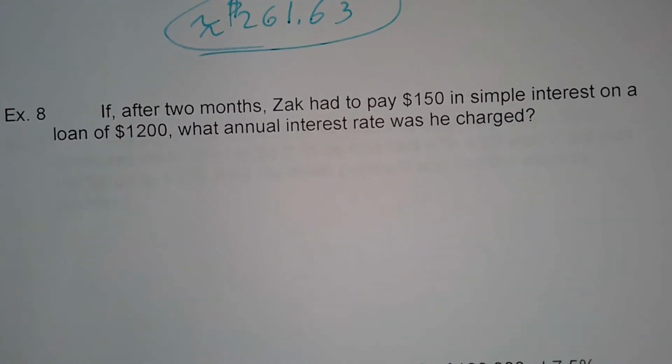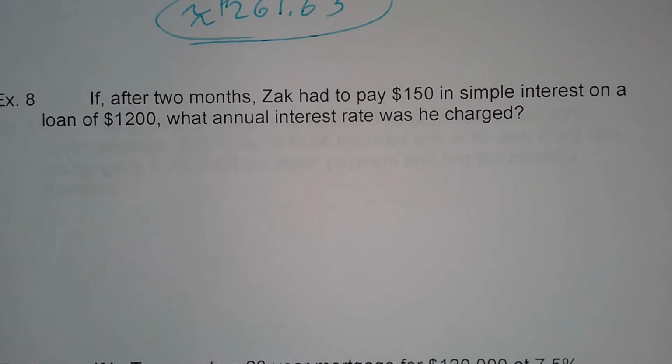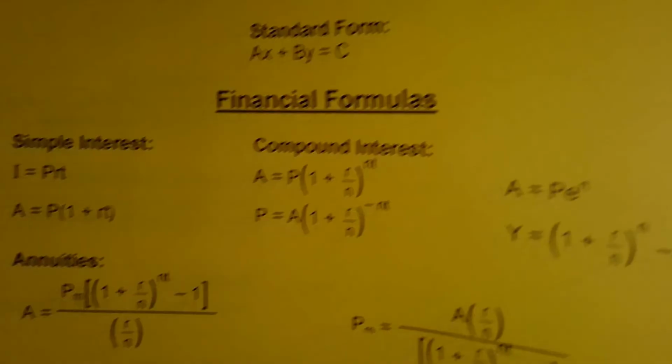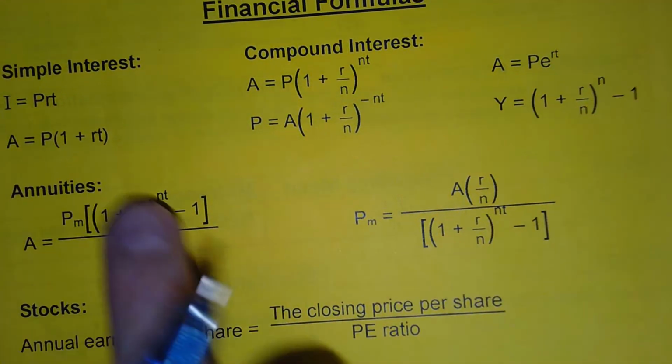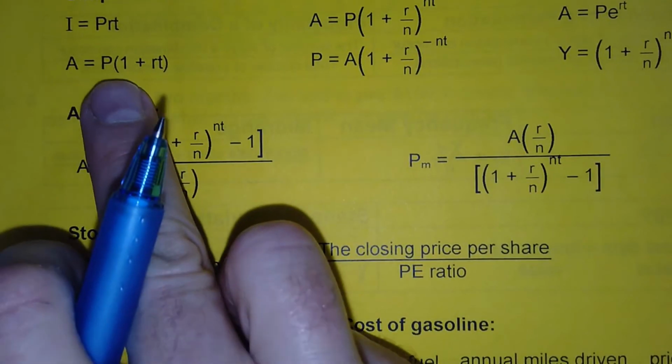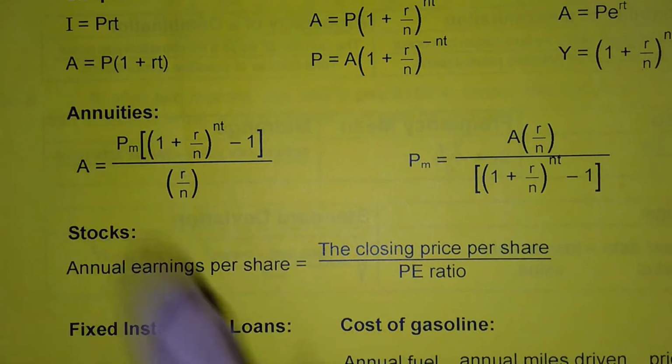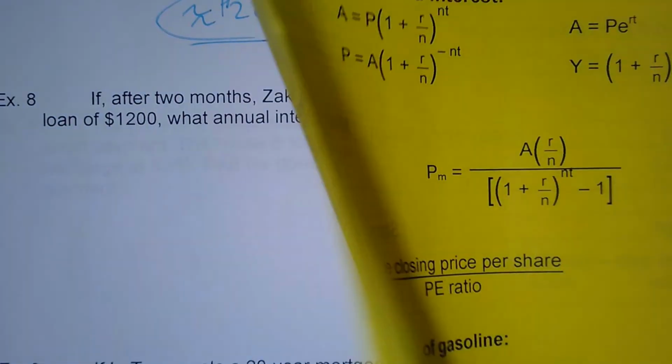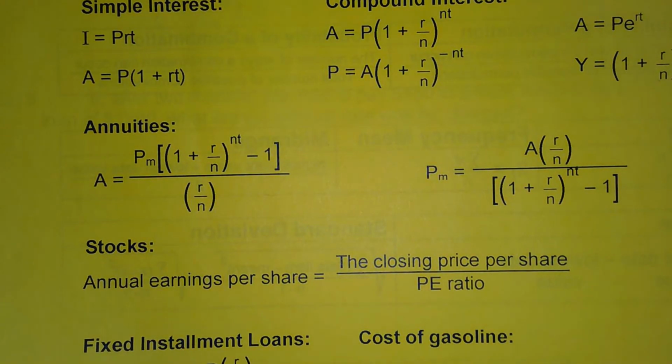Let's try number 8. If after 2 months Zack had to pay $150 in simple interest on a loan of $1,200, what was the annual simple interest rate he was charged? Alright, so we're looking at these two formulas here. And what we have here is the interest. And we have the principal, so we're going to be using the first one.